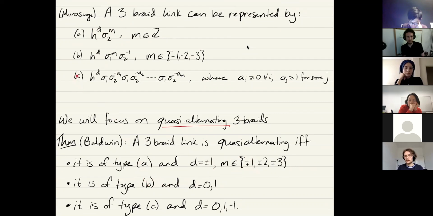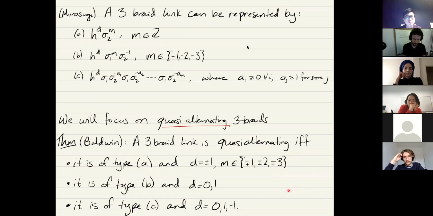If you're of type B, then you're quasi-alternating if and only if D here is 0 or 1, meaning you have no full twists or a single full twist in your three braid, and there's no restriction on M. And if you're of type C, then you're quasi-alternating if and only if D is 0, 1, or -1, and no restriction on the A's other than what's already here. So these are the ones I want to focus on.